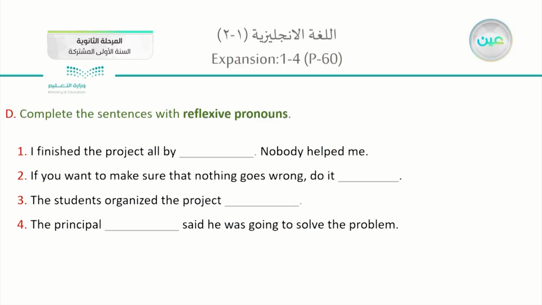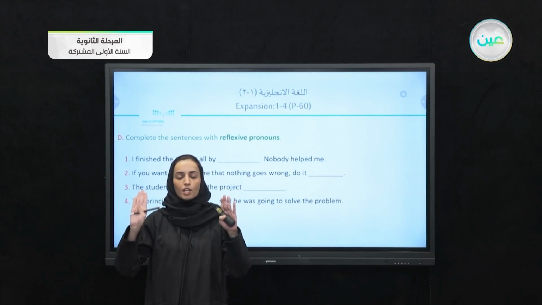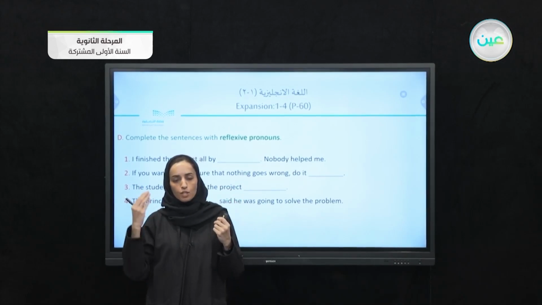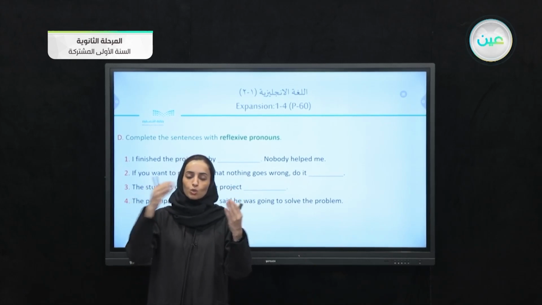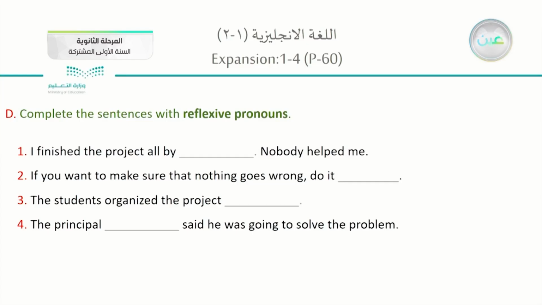Here, exercise D. Complete the sentences with the reflexive pronoun. If you want more clarification, the reflexive pronouns are used when the subject is the object. He hurt himself. It hurt itself. She saw herself in the mirror. Someone did something to whom? To himself, not to anyone else. The subject is the object. So I finished the project all by whom? By I. So no one helped me. By myself, and no one helped me.